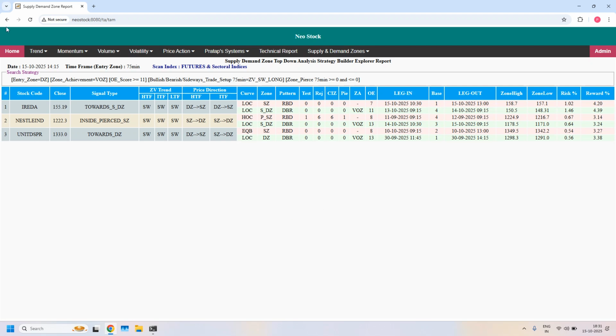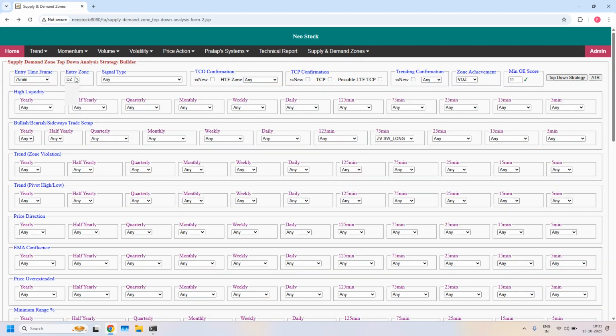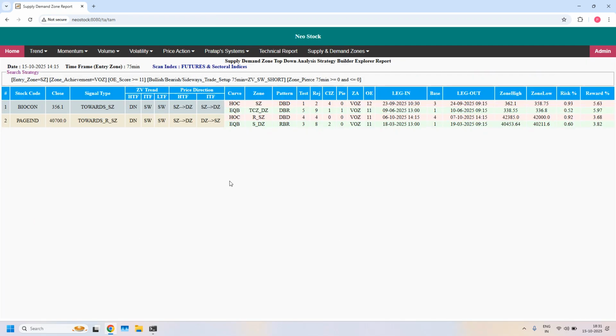Okay, next sideways short trade setup: entry zone is 75 minute supply zone and sideways short. Let's filter. We got 2 stocks. Entry time frame zones are 75 minute supply zones. You should plan trades in these zones only if lesson 30.3 video checklist items are satisfied.